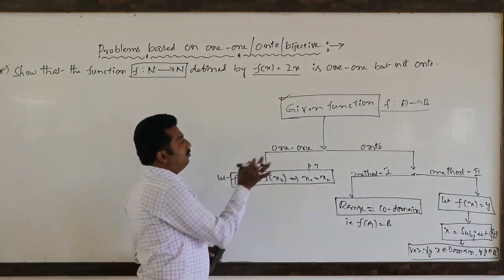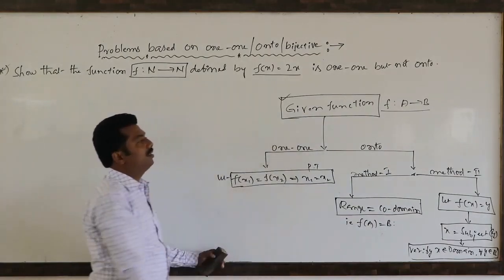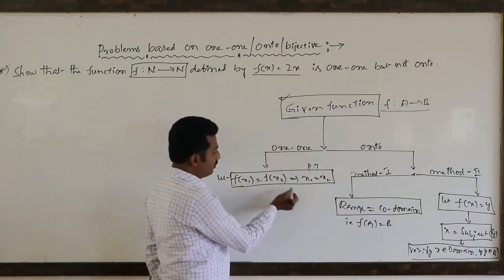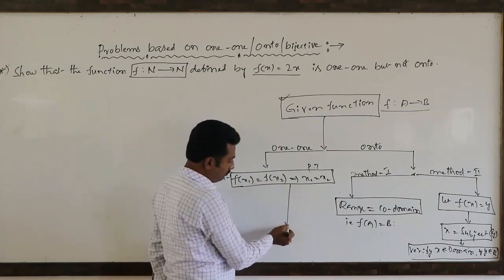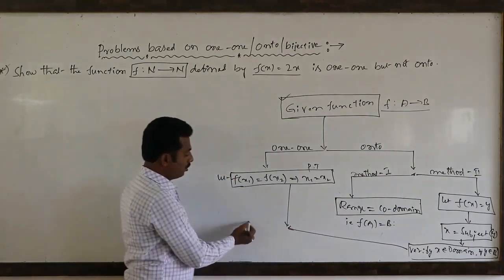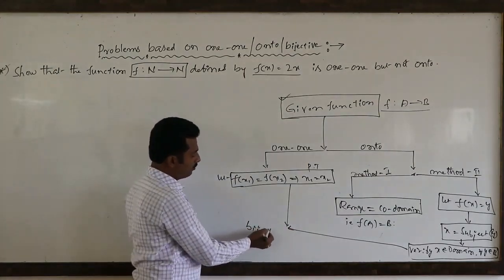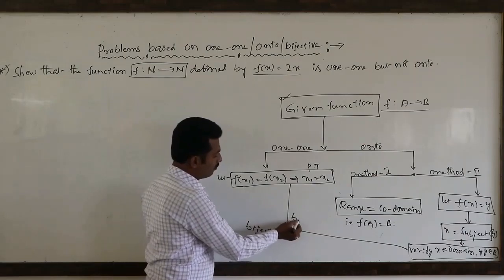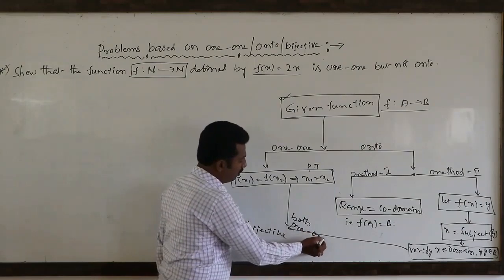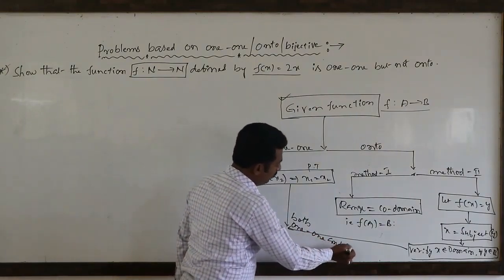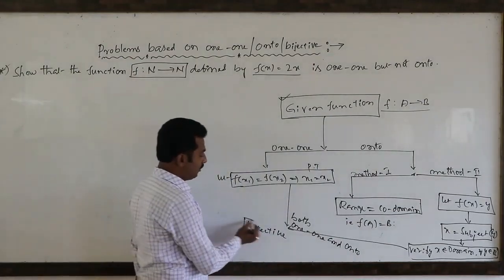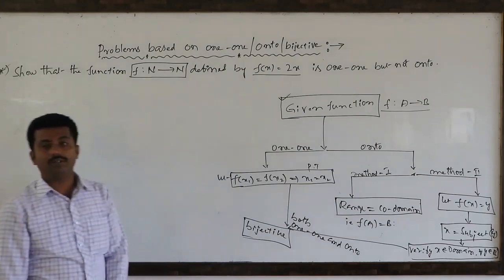So this is the algorithm to prove whether a function is 1-1, onto or bijective. Bijective means it is both 1-1 and onto. Only when it is both 1-1 and onto can we say that this function is a bijective function.